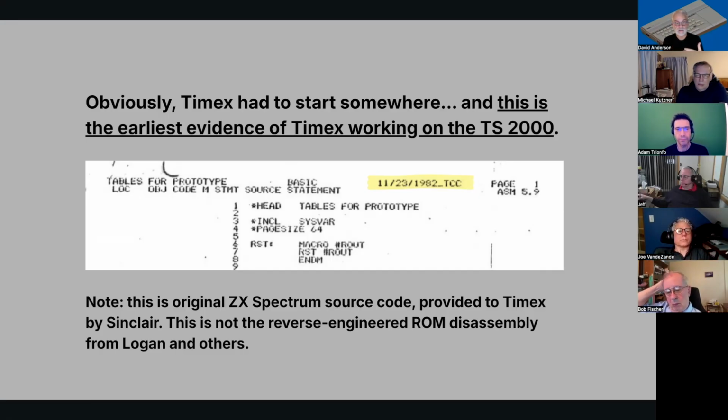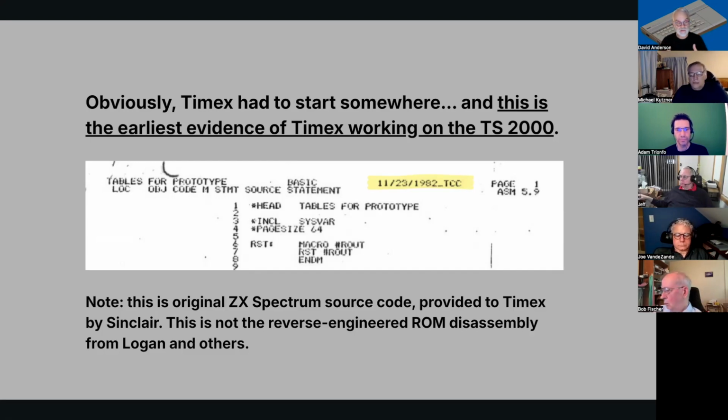And you could program in a variety of languages. In this case, this is assembly code. So this is the ZX Spectrum source code dated 11/23 of 1982. This is where they started to put their stamp onto the code itself. This is significant in part because prior to this turning up in Lon's collection, this did not exist on the internet.